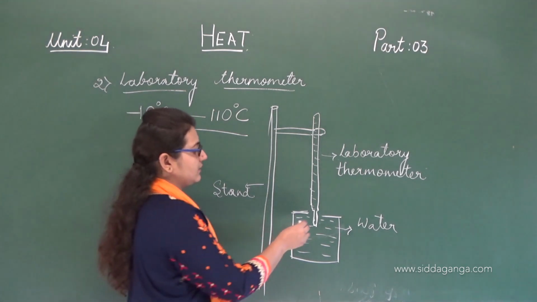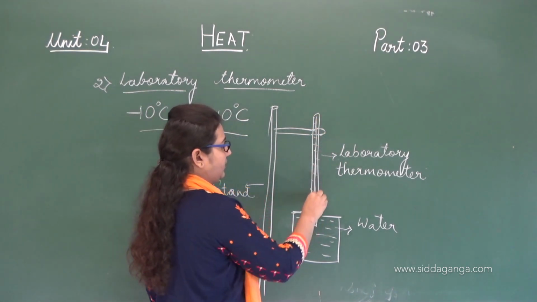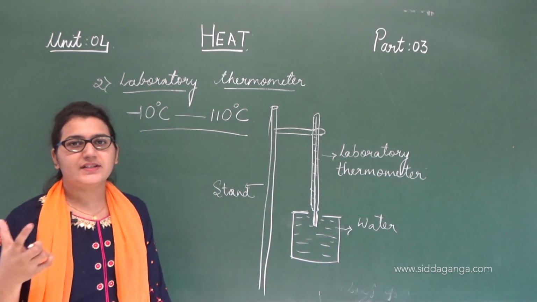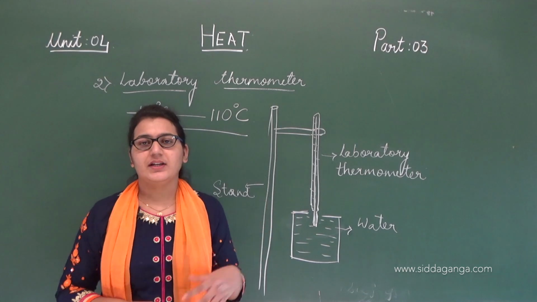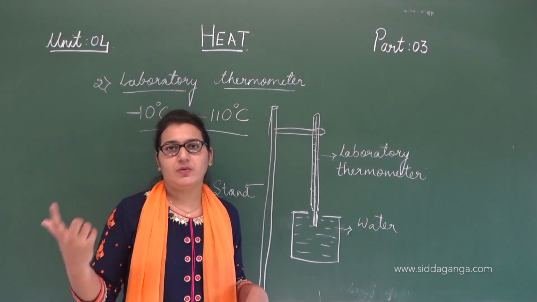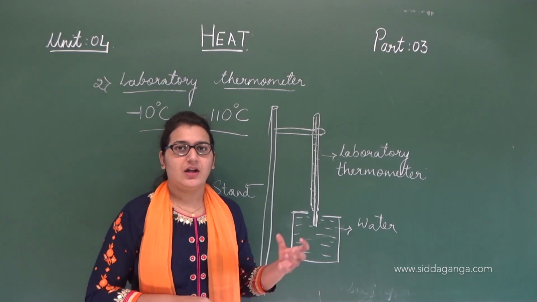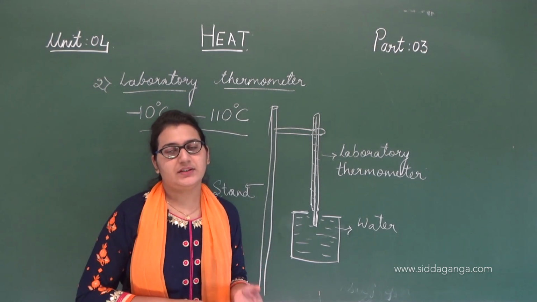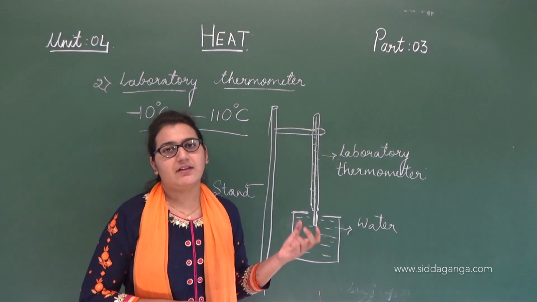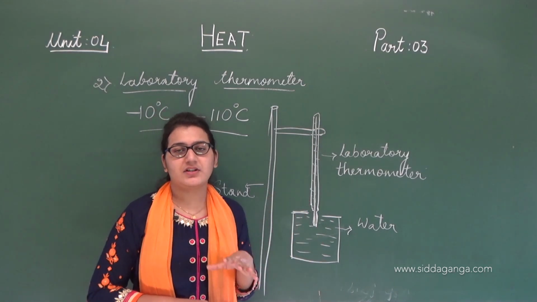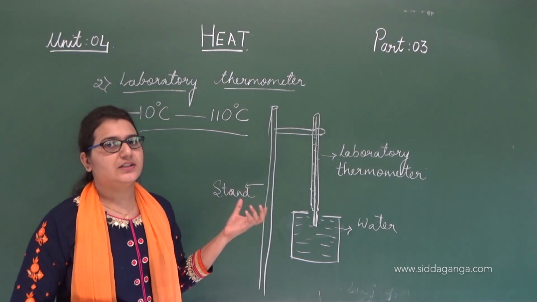It still has mercury, so the basic function remains the same. This bulb itself is kept in contact with the hot body. Due to the increase in temperature, the bulb gets heated up, that is, the mercury present in the bulb gets heated up and expands, and the level of mercury rises. The basic function remains the same, but the difference is that it doesn't have a kink.